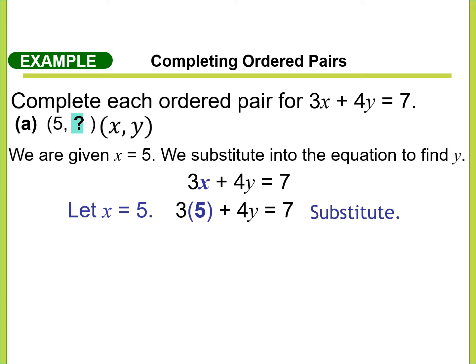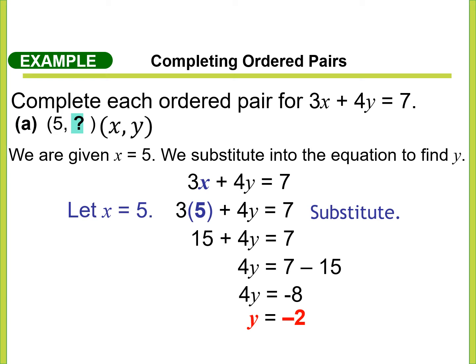3 times 5 is equal to 15. Then transpose 15 to the other side. So we have 4y = 7 - 15. 7 minus 15 is equal to negative 8. Then dividing both sides by 4, y is equal to negative 2. Therefore, the ordered pair is 5, negative 2: x is equal to 5, y is equal to negative 2.